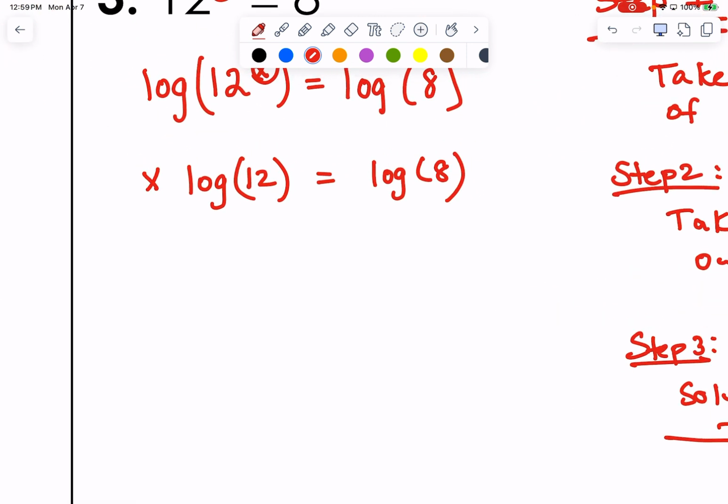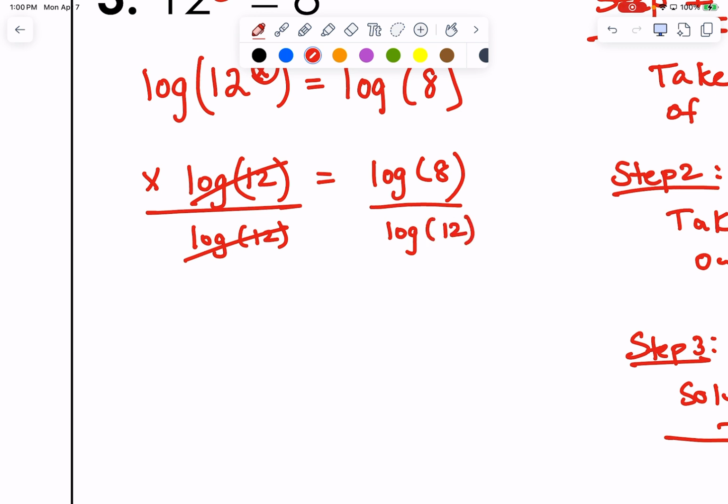All right, now what do we do? We divide both sides by what? Not 12. Log 12. Do the logs actually cancel? No. Whatever decimal that is, we're going to divide by it because log 12 is a decimal. It's an irrational number. Okay?